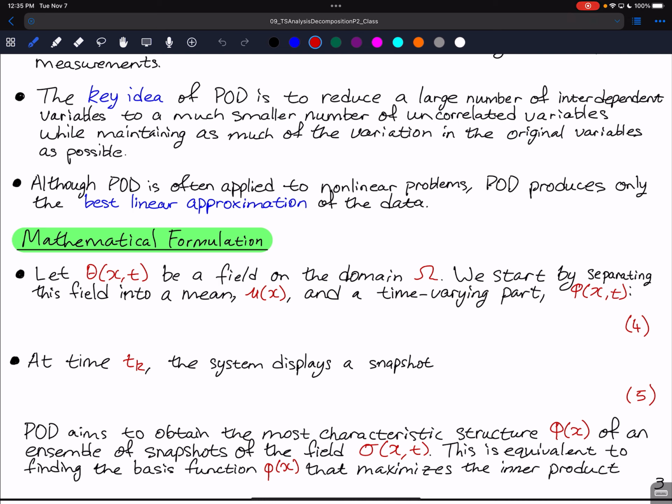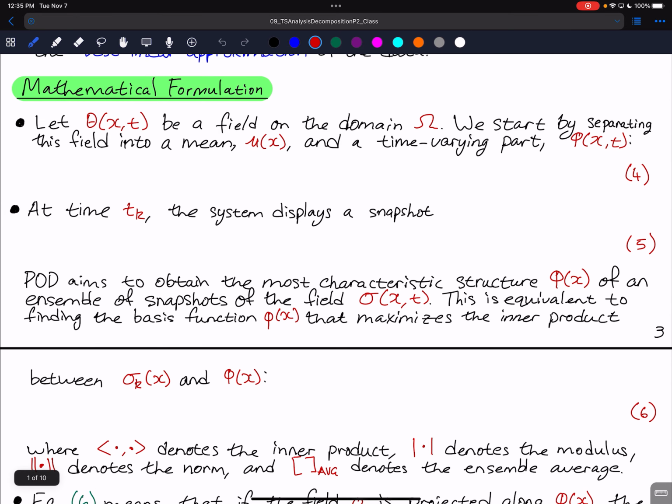All right, we're going to go through the mathematical formulation of it, and then we'll see how we can actually compute it as well. All right, we're going to consider just some field θ(x,t) on some domain Ω. And we're going to start by separating this field into a mean and some time varying part, and then we're going to just study that time varying part.